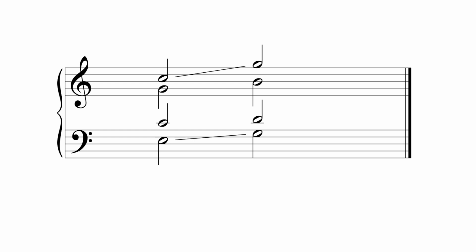Also avoid direct fifths and octaves, also called hidden fifths and octaves. This happens when the soprano and bass leap in the same direction into a fifth or an octave. It is avoided because it can give the impression of a parallel fifth or an octave.